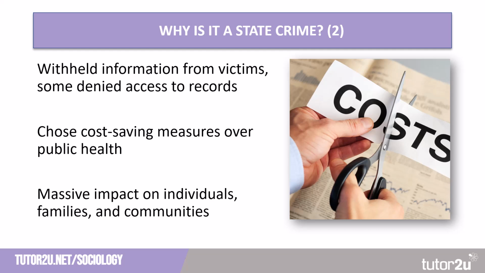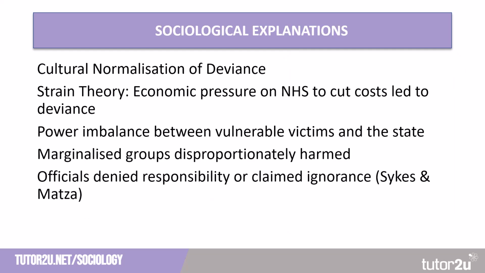And the sociological definition of state crime emphasises harm rather than legality. Even if the government's actions were not illegal at the time, they caused immense harm to individuals, families and communities. This aligns with Green and Ward's concept of state crime as organisational deviance, actions that deviate from ethical standards and result in widespread harm. The infected blood scandal illustrates several sociological theories about state crime.